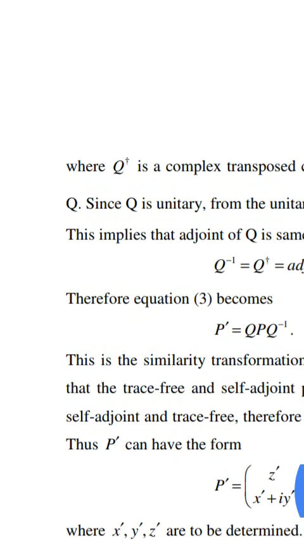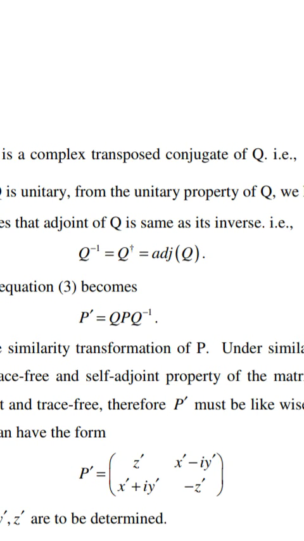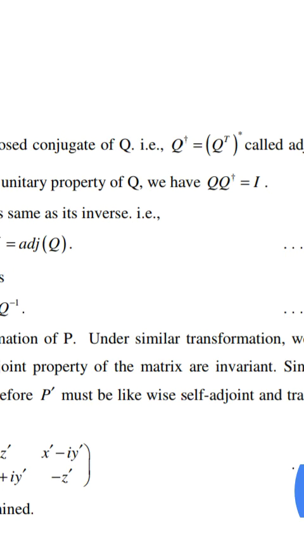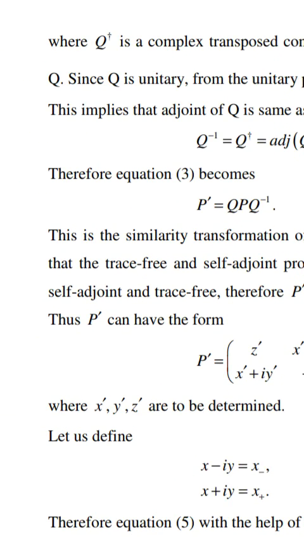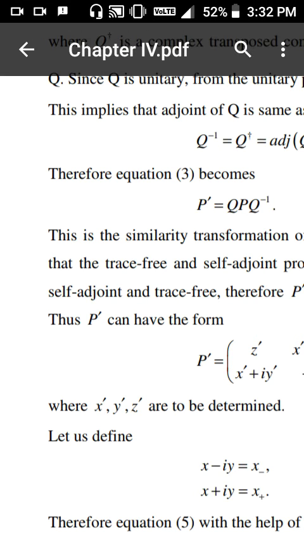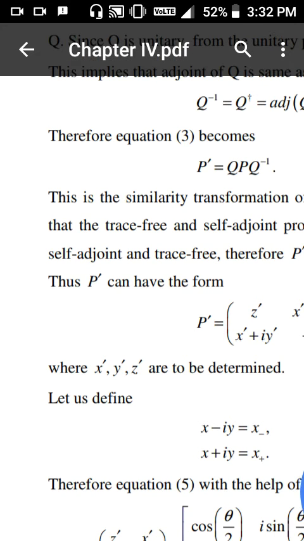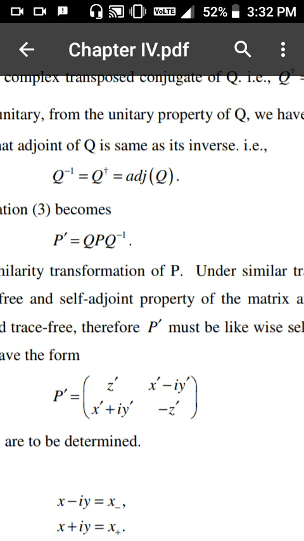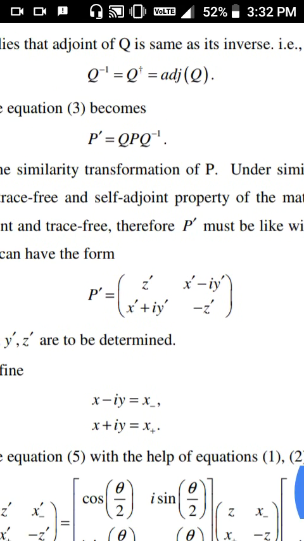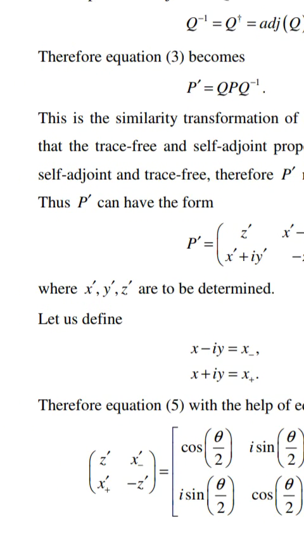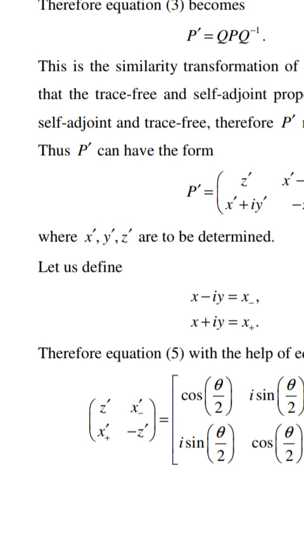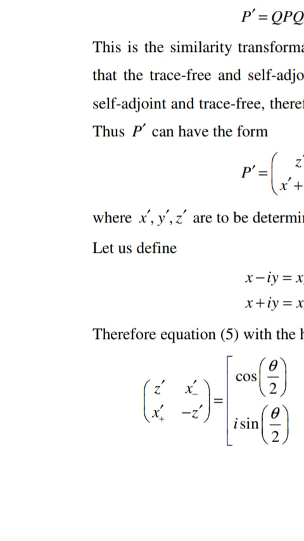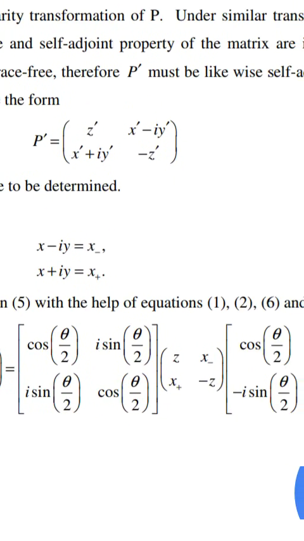Since Q is unitary, from the unitary property of Q, we have Q Q dash is equal to I. This implies that the adjoint of Q is the same as its inverse. Q inverse is equal to Q dash is equal to adjoint of Q. Therefore, equation 3 becomes P dash is equal to Q P Q inverse. This is the similarity transformation of P.